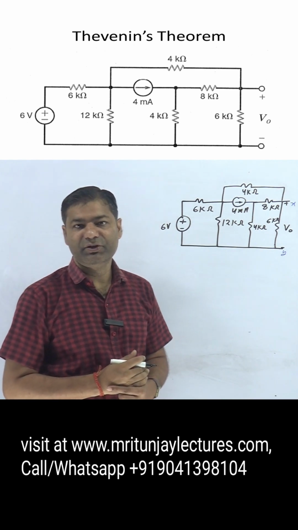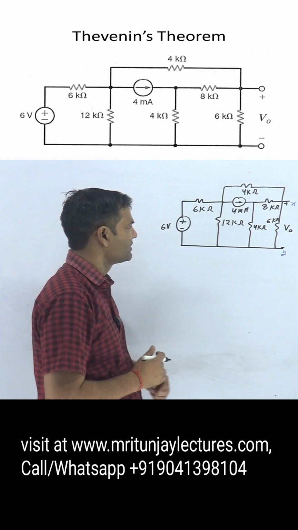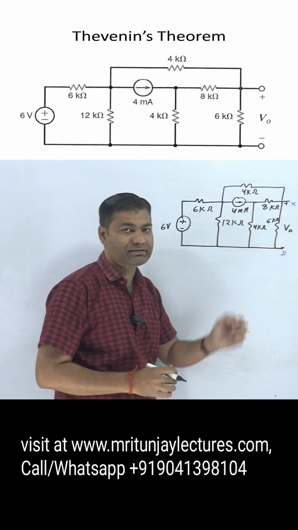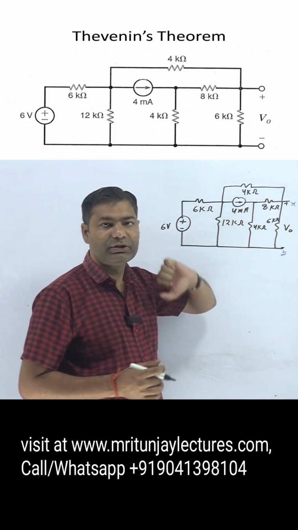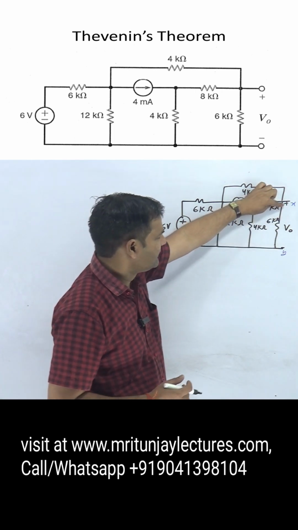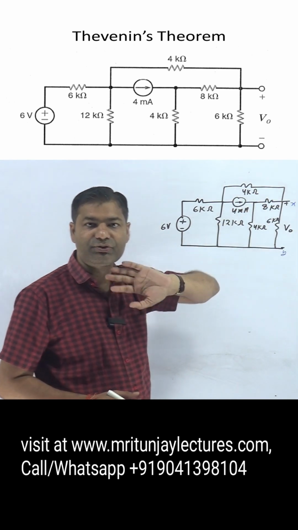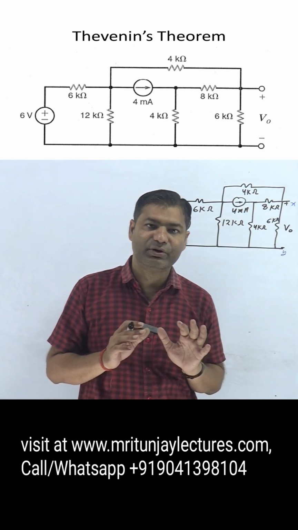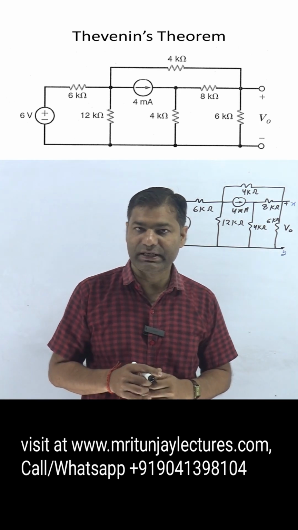Now our motto is to determine V naught with the help of Thevenin's theorem. So how can we determine it? First off, we have considered that is X and that is Y terminal. Our motto is to determine V naught. First of all, this behaves as a load resistance. So if you draw Thevenin's equivalent corresponding to the XY terminal, then this 6 kilo ohm behaves as a load resistance.